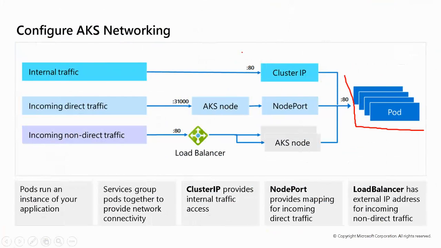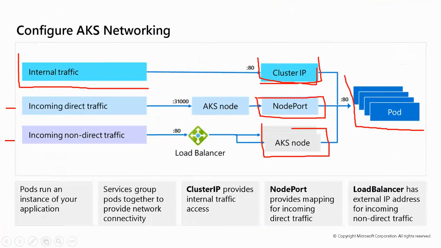Okay, so you got 4 pods, and in the cluster, it's going to be working for the internal traffic, and you can choose what you do with that traffic. So you can have them clusterized according to what you want. Of course, all of them are going to get to the pod, but you can have them divided in clusters so you don't have overload of work. So you can have cluster IP provided for internal, the node port that provides the mapping for the incoming traffic, and the load balancer as well. It's going to be external IP for incoming and non-direct traffic.